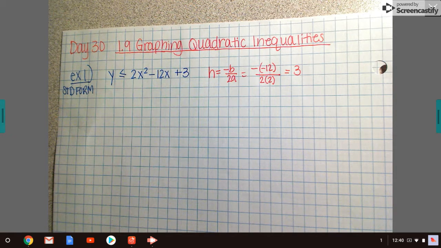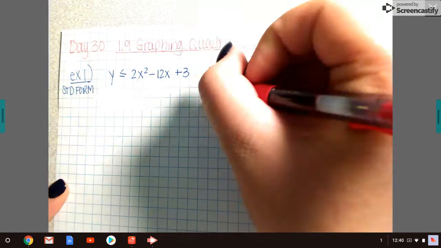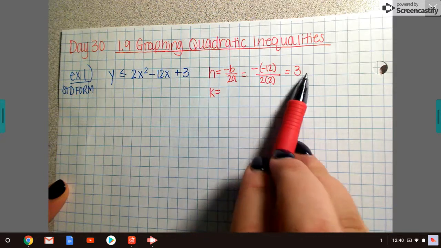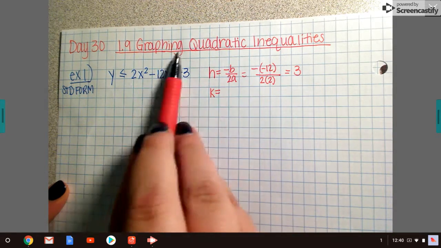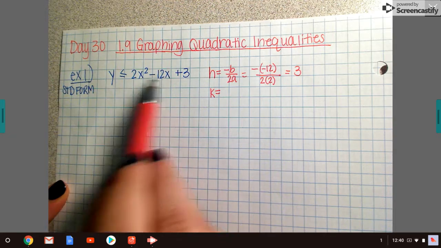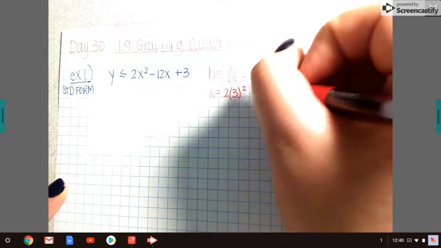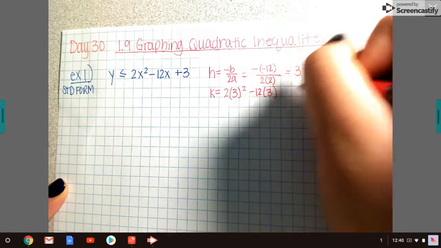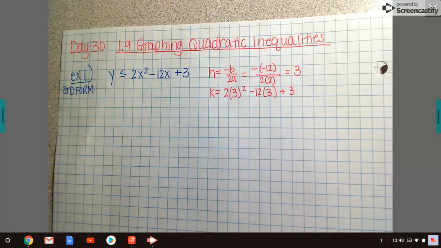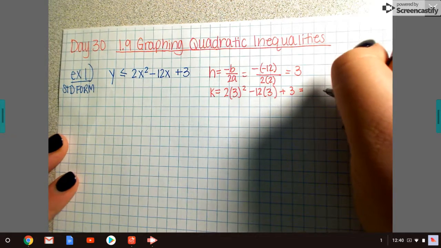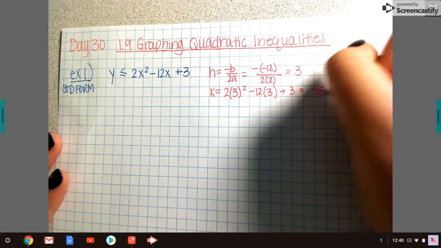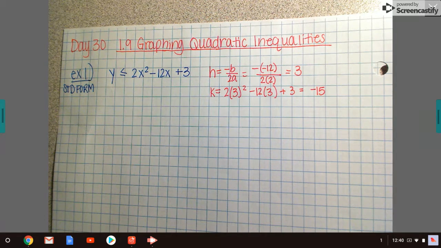From there, we can also go out and find our k that goes with it. So k is equal to, well, if h is 3, then I substitute that 3 in for each of these x's. So k is equal to 2 times the quantity 3 squared minus 12 times 3 plus 3. Some PEMDAS can happen here, or some calculator plugging in, and we will get a negative 15 out. So I've got my vertex.